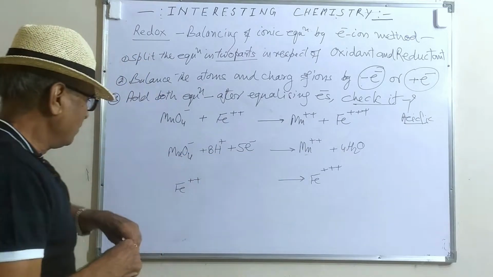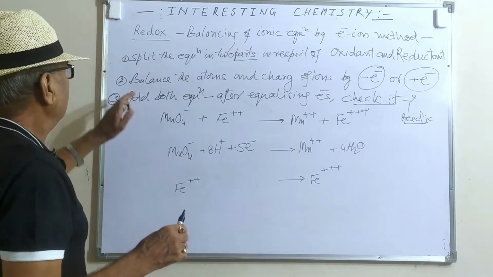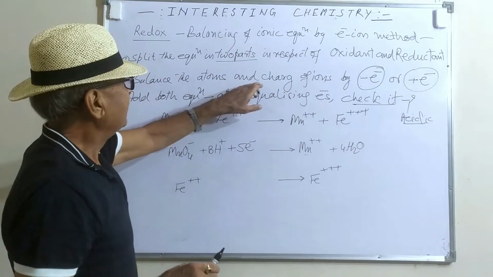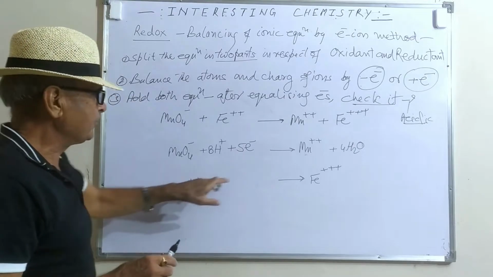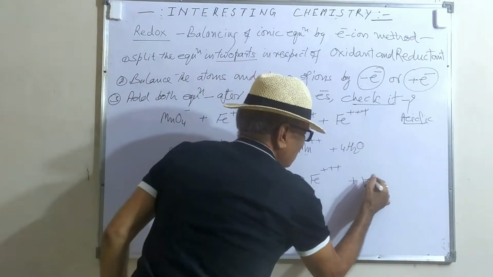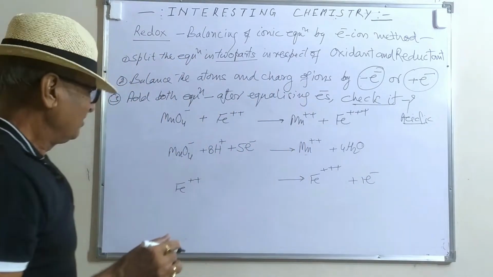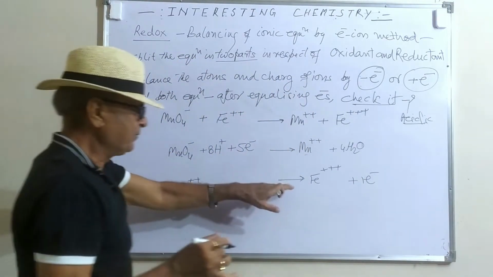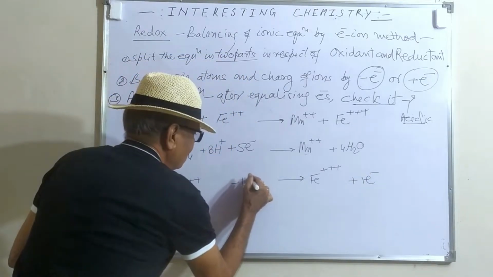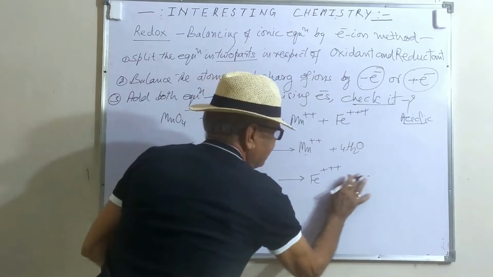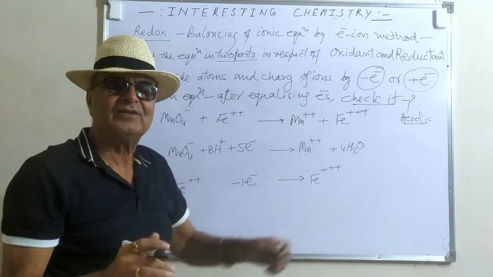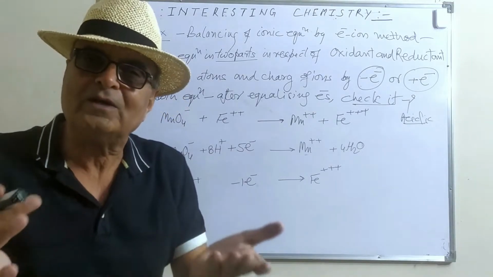Now for Fe: balance the atom, 1 atom, and charge of ion is 2 positive here and 1 there. So you can add 1 negative, so double positive and double positive. Transfer this, and you can write 1 electron. In this way, this Fe loses 1 electron and turns into Fe triple positive. It is only this work.